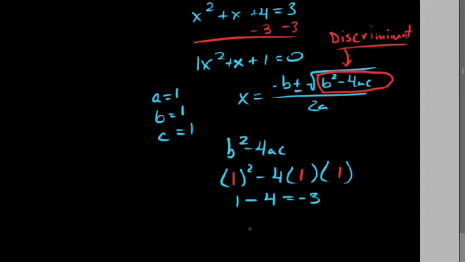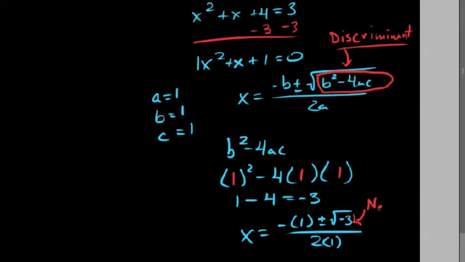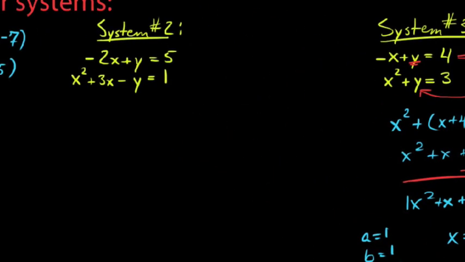So in the grand scheme of things, one could say that our x values are negative b, which is negative 1, plus or minus the square root of negative 3, all over 2 times 1. But the bottom line here is that we ended up with a negative discriminant. So this is non-real. That being said, if you solve a non-linear system, you're going to come up with imaginary numbers. It just means that there are no real solutions. So again, let's just go ahead and bury this second system here real quick.